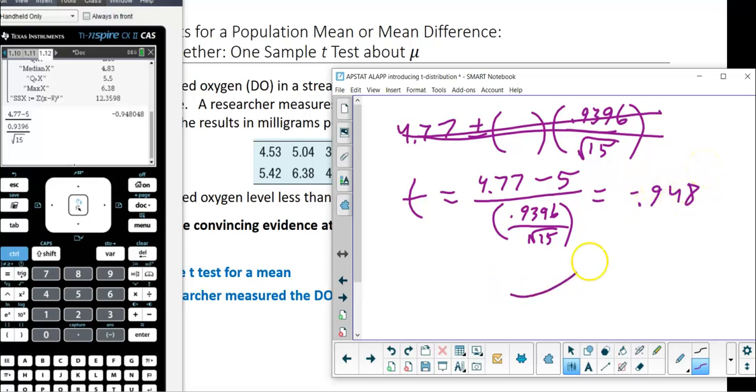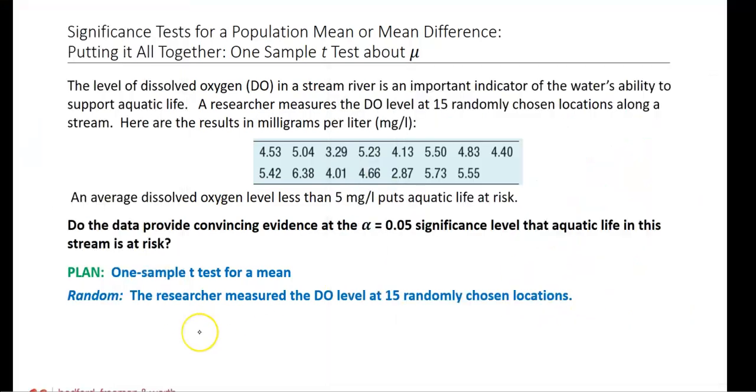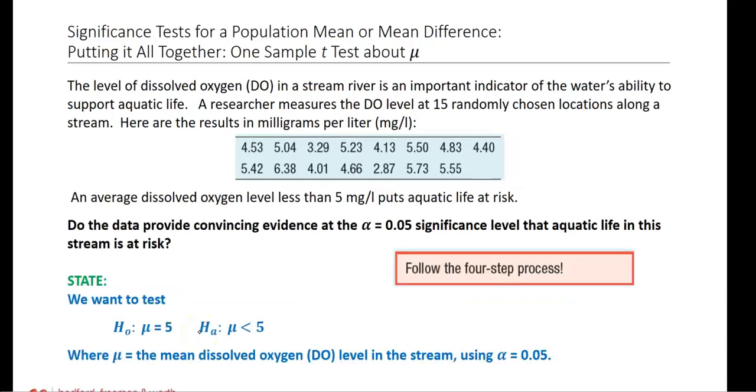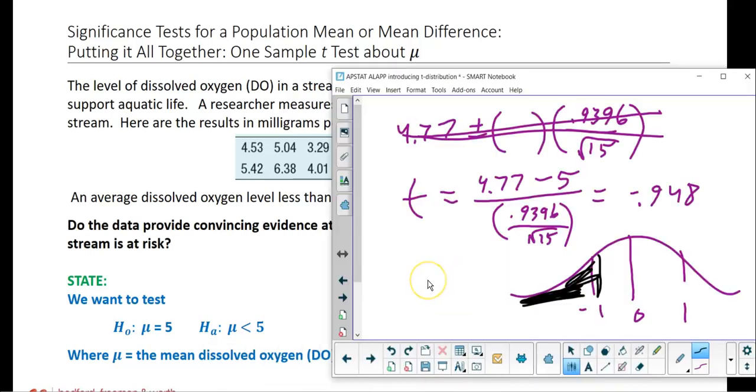Okay, so we draw our curve. There's negative 1, 0, 1. So negative 0.948. Somewhere on here, you're shading this direction, more extreme than that. And let's just check the, it's less than, so less than. So you are just shading one direction, not both.